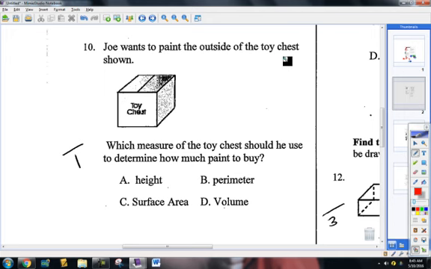Joe wants to paint the outside of his toy chest. Okay? He wants to paint the outside of it. What's he going to need to find then? He's going to have to find the surface area because you're painting the outside. You're covering it. Okay, that's only worth 1.